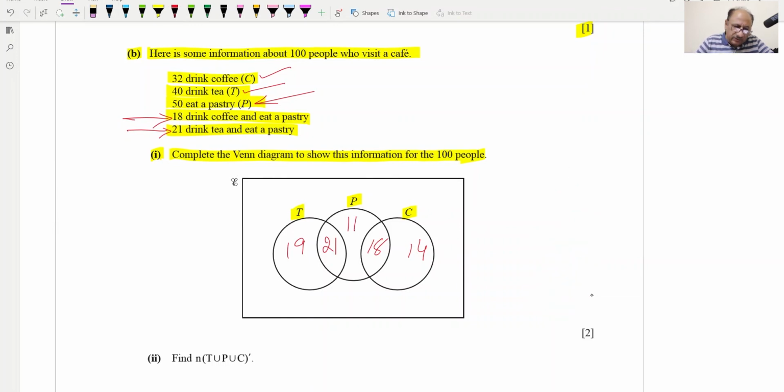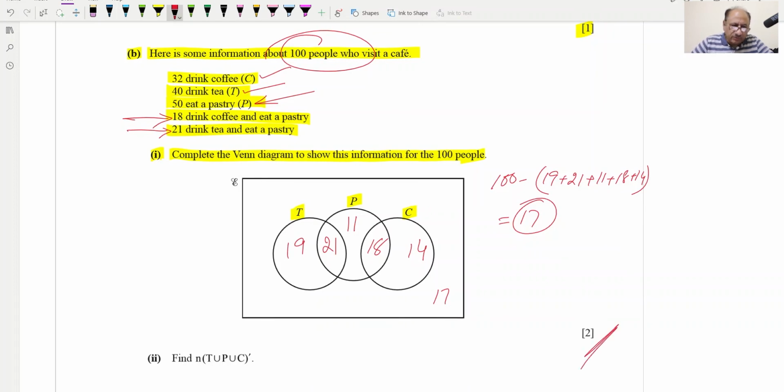Now the last thing which is remaining is 100 people. So there are a total of 100 people. If we simplify, we will have to add 19 plus 21 plus 11 plus 18 plus 14, and if you calculate this, you will be getting 83, so 17 people will be over here, outside in the universal set, out of T, P and C. And this is a 2 marks part which we have done.